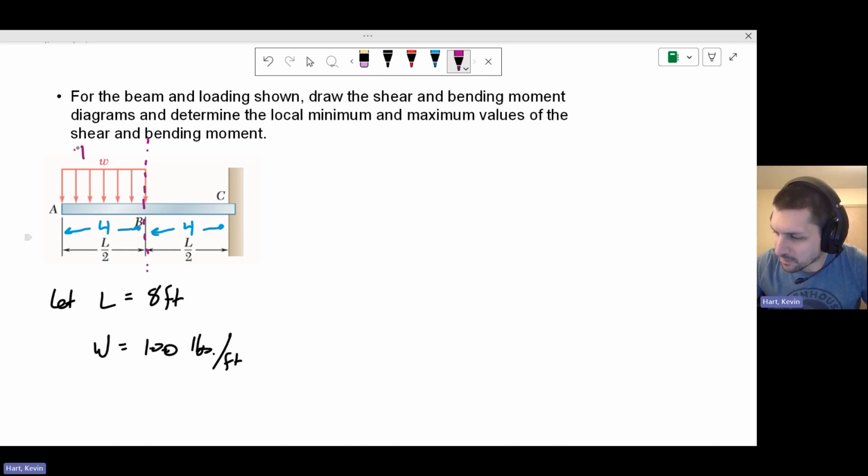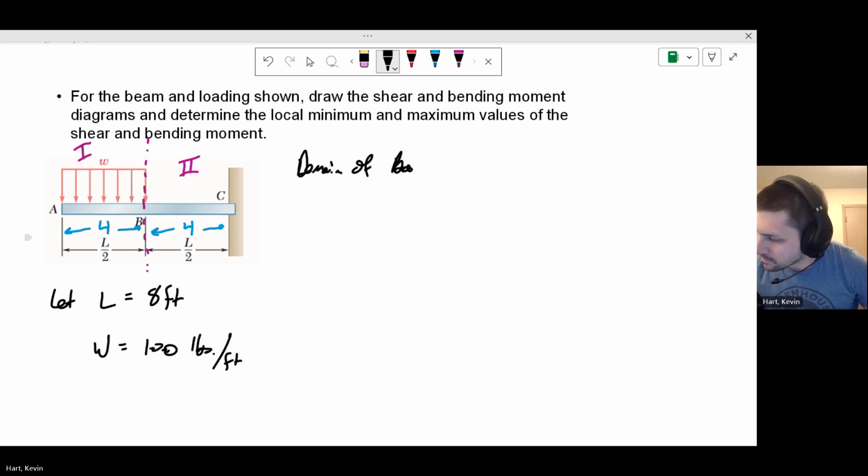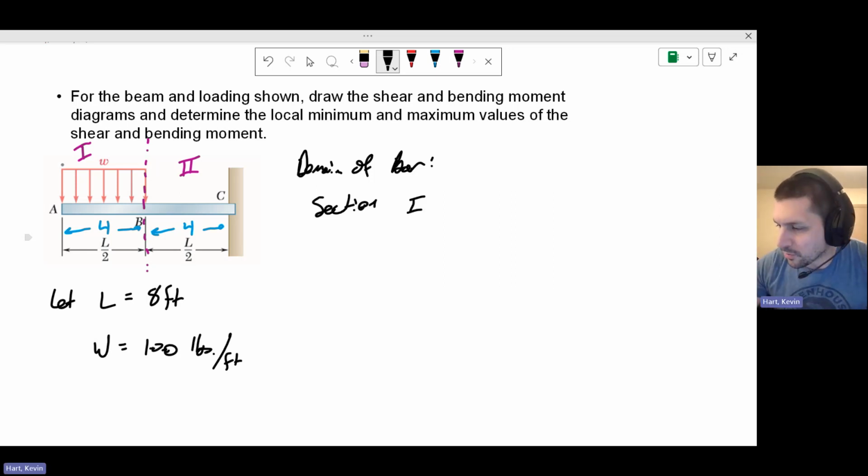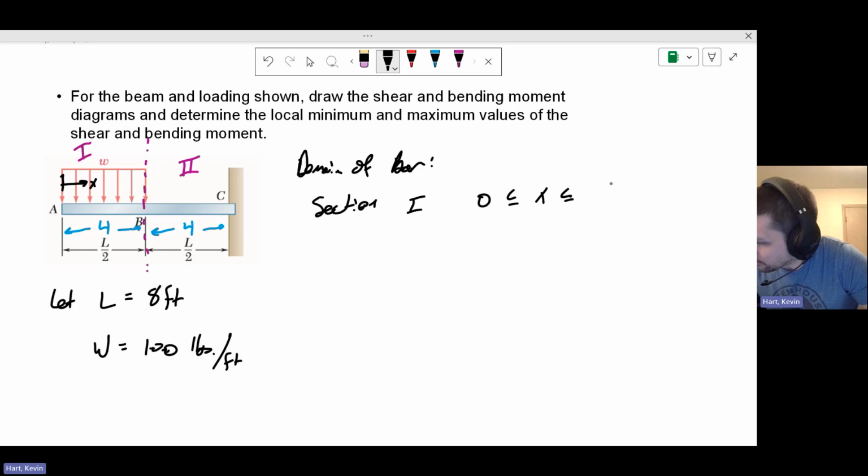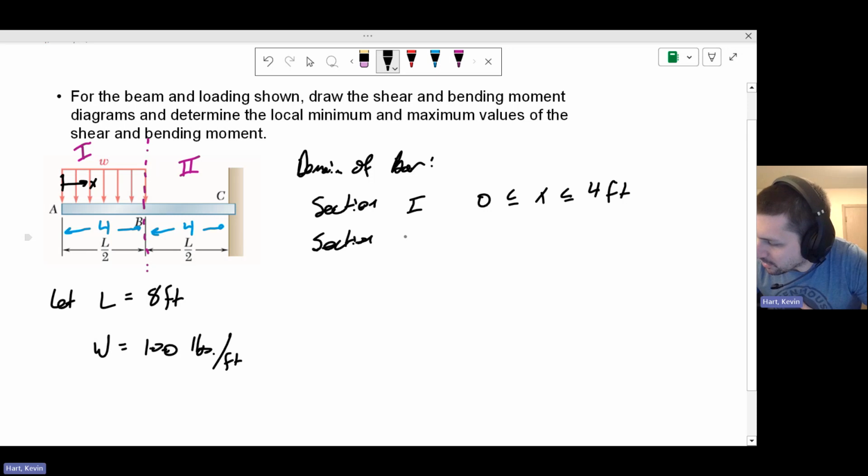So I'm going to break this into 2 sections. I'll call the section on the left section number 1, and section number 2 on the right-hand side. We'll say the domain for each of these is going to be as follows. We're going to set a coordinate system, a one-dimensional coordinate system x, which starts on the left-hand side and moves to the right. For section 1, 0 is less than or equal to x, which is less than or equal to 4 feet. That encompasses the portion of the bar that has the distributed load on it. Then section 2 is on the domain of 4 feet less than or equal to x less than or equal to 8 feet.